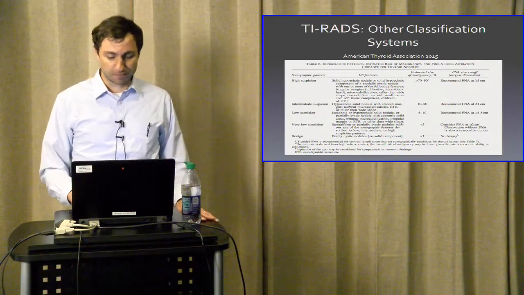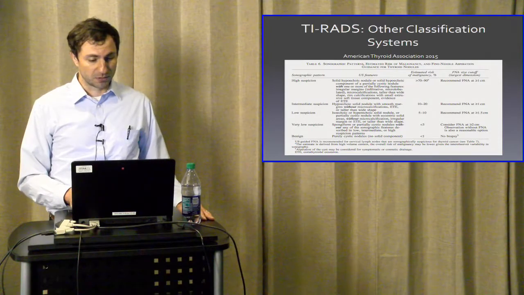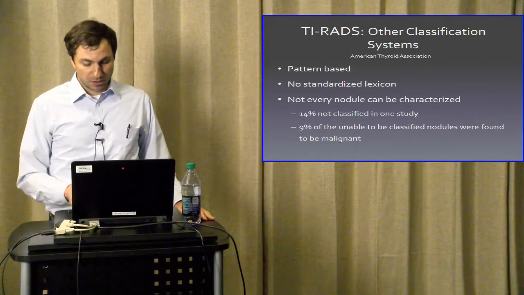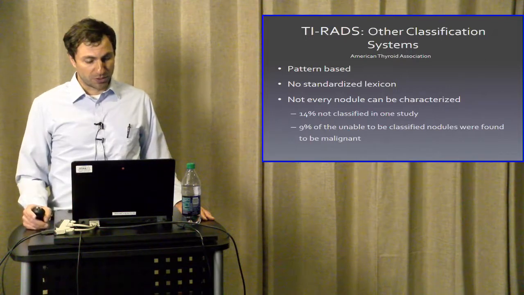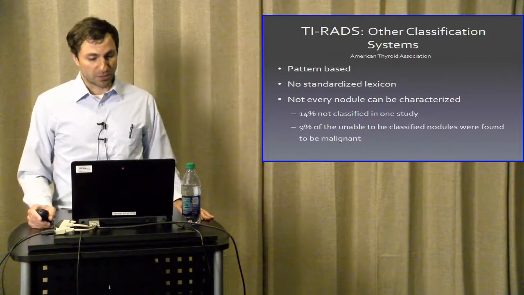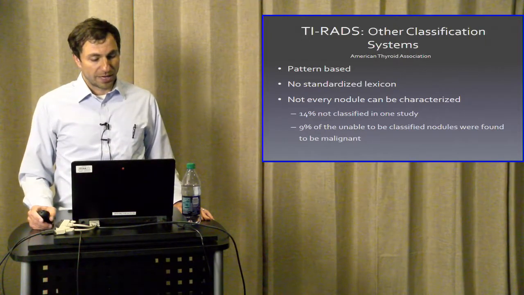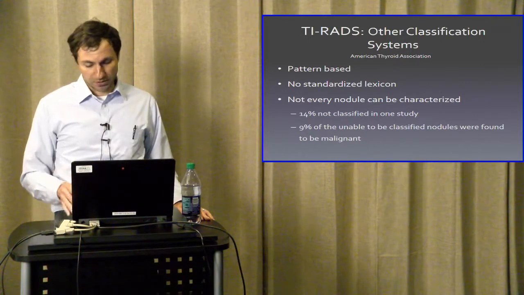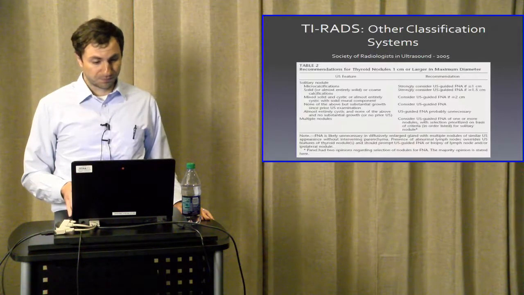Again, one of the strengths of the TI-RADS system is a potential weakness within this one: some nodules are not classifiable. They don't fit nicely into one of these categories. In fact, one paper demonstrated that 14% of nodules were unable to be classified by the American Thyroid Association scheme. And within those 14%, 9% were found to be malignant. So that's one weakness of that particular system.